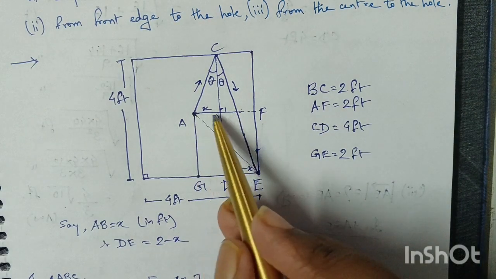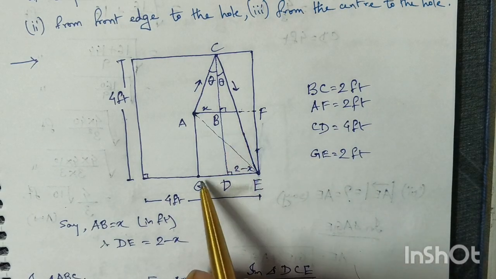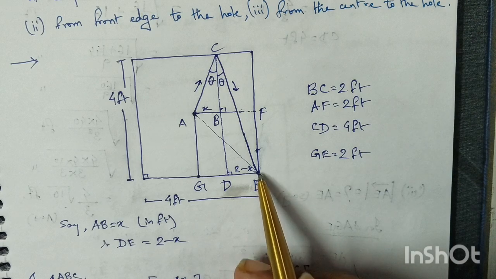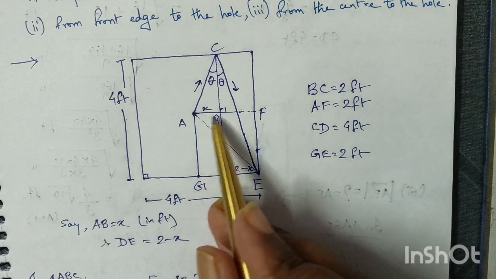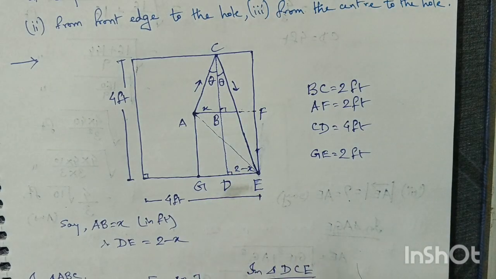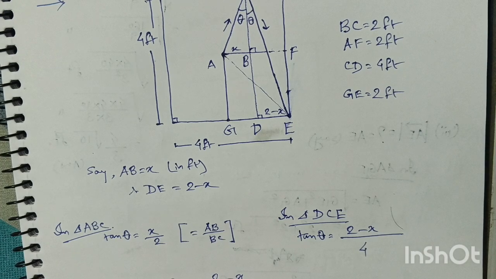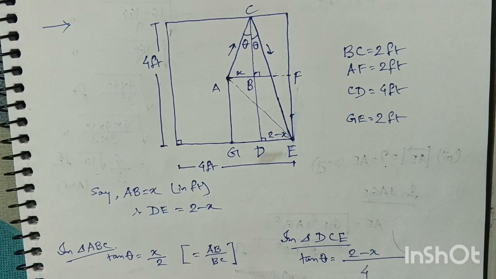Let AB is equal to x in feet. Therefore, GD is also x. Now GE is equal to 4 by 2, that is equal to 2 feet. Therefore, DE is equal to 2 minus x in feet. Now, in triangle ABC, tan theta is equal to x by 2, that is equal to AB by BC.